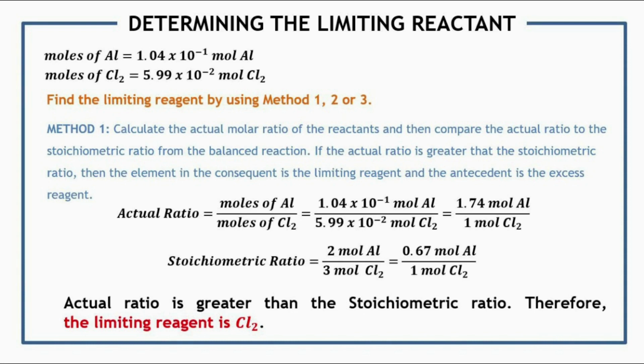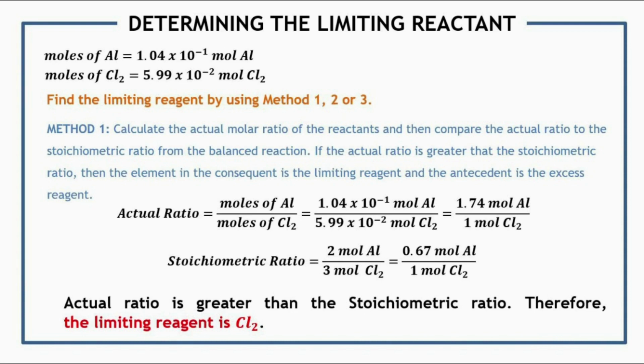The one that is given, the one that we convert from grams to moles. So it's 1.04 times 10 to the power of negative 1 divided by 5.99 times 10 to the power of negative 2. So the answer is 1.74 moles Al. Then of course the denominator is Cl2.